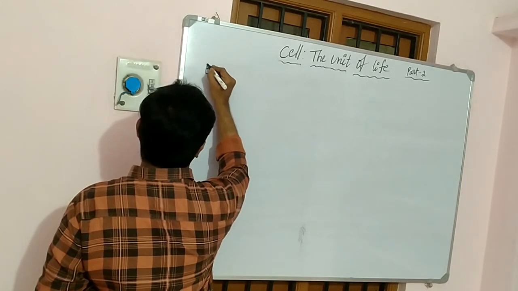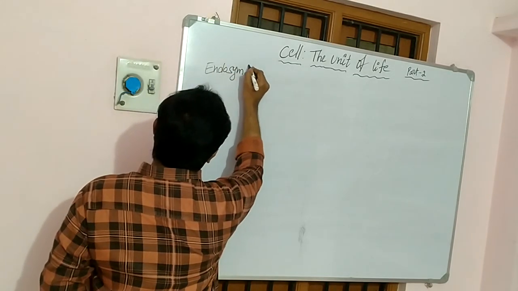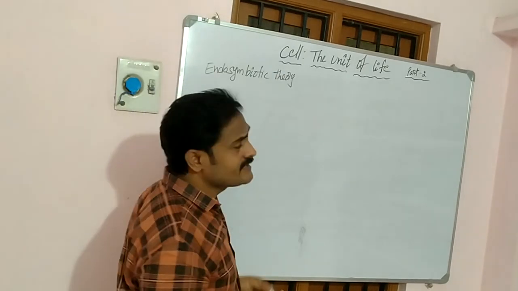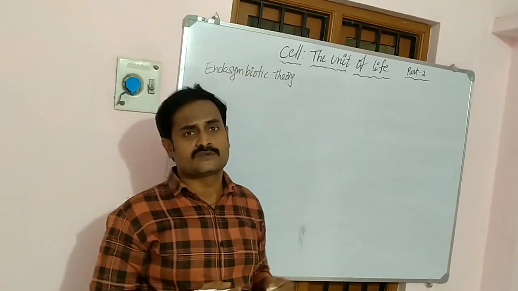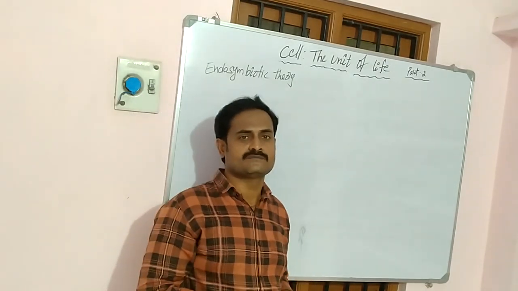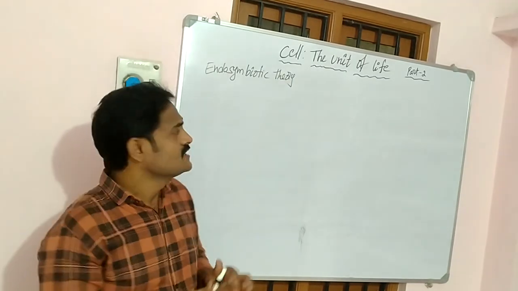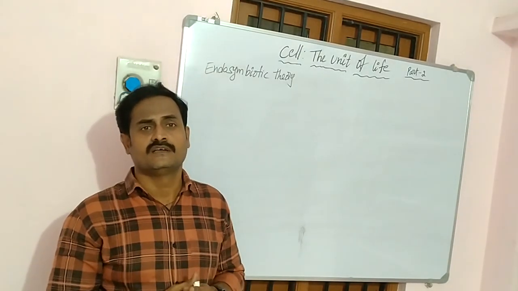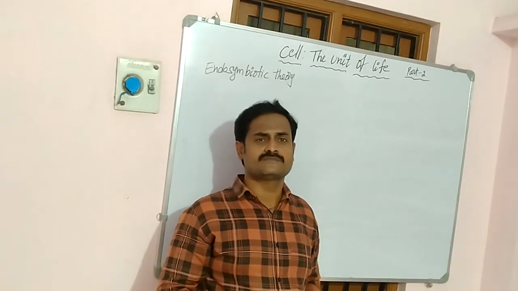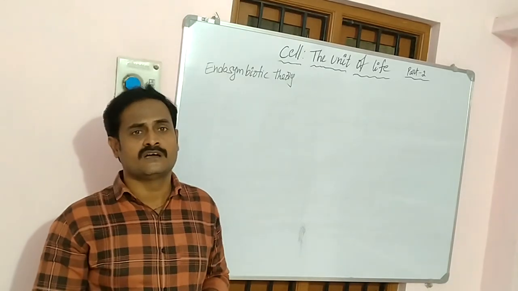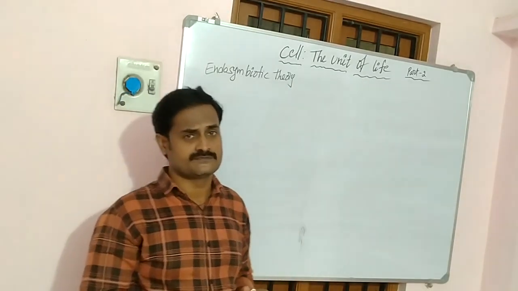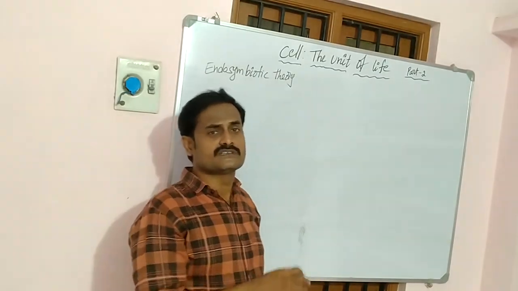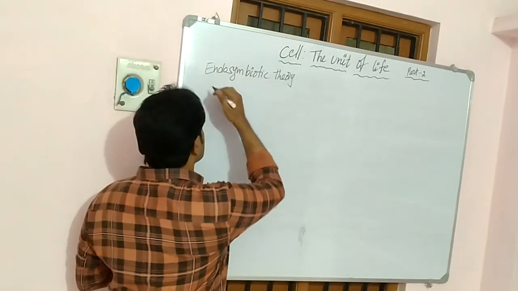In this video we are discussing the endosymbiotic theory. This theory tells about how eukaryotic organisms formed from prokaryotic organisms. At the start of life, all organisms were mostly prokaryotes. Then after some evolution, the prokaryotic organisms developed into eukaryotic organisms. So this theory tells how prokaryotic cells were converted into eukaryotic cells. Let us see.